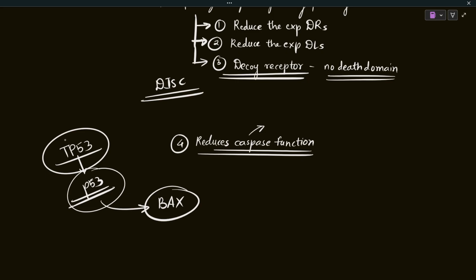By the way, TP53 is the tumor suppressor gene. So this is how the tumor cells are able to evade apoptosis. These are the important mechanisms by which they can do so. Till now we have covered three important hallmarks of cancer.